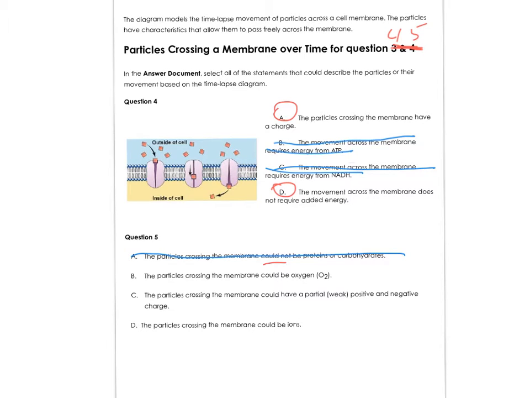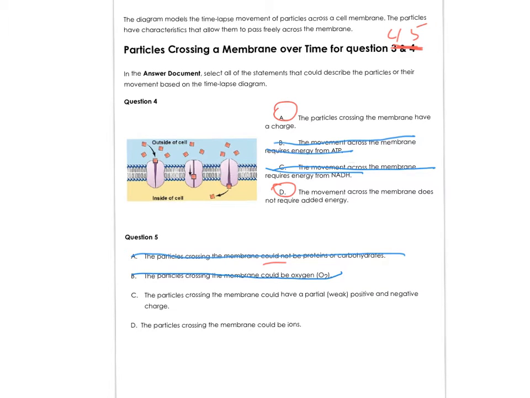The particles crossing the membrane could be oxygen gas. Well, if they were oxygen gas, they wouldn't need a protein, because oxygen gas would just pass right through the membrane without any help from a protein. But these are getting help. So they could be proteins and carbohydrates, but they cannot be oxygen, not because they're not passing through the membrane, but because they are passing through a protein. Oxygen gas would not need a protein to pass through.